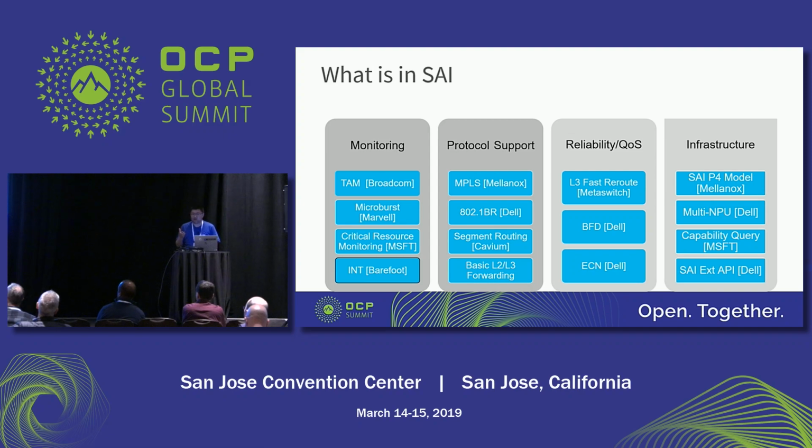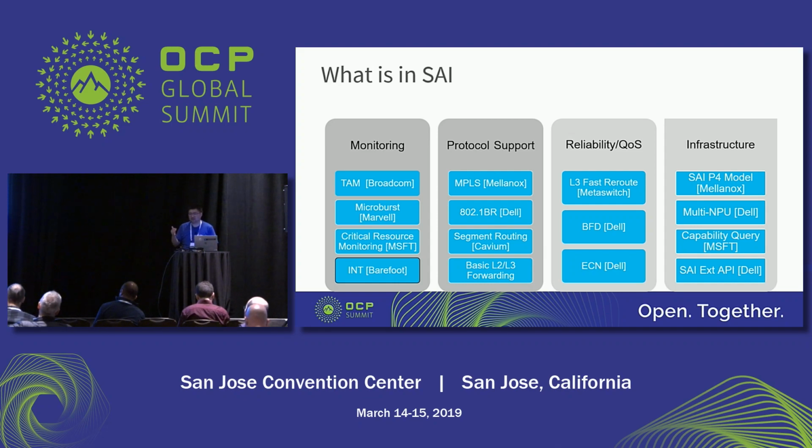Then the second category is the protocol support. So we define how the different packets can be processed by the ASICs. We support MPLS, the 802.1BR, the segment routing, and the basic layer 2, layer 3 for links. And then we have also another set of SAI objects to provide the reliabilities and quality of service in the ASICs, such as L3 fast reroute, the BFDs, and the ECNs.